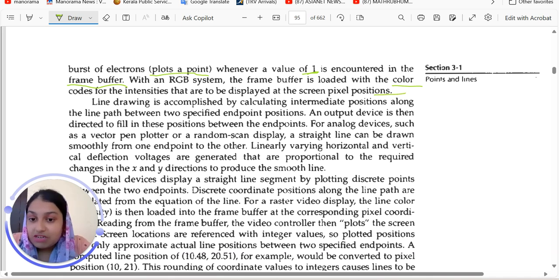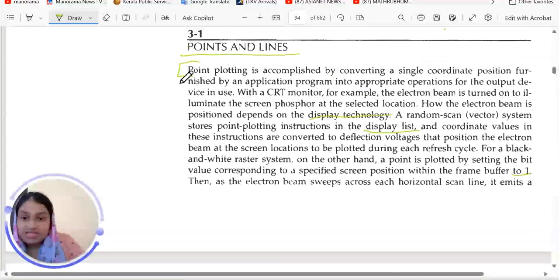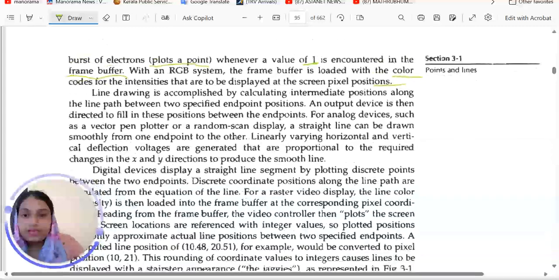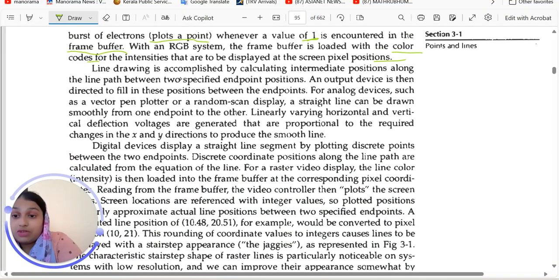Line drawing is accomplished by calculating intermediate positions. This is just an introduction, you don't have to mark this. Now, how do we do line drawing? That is what we have to look forward to.